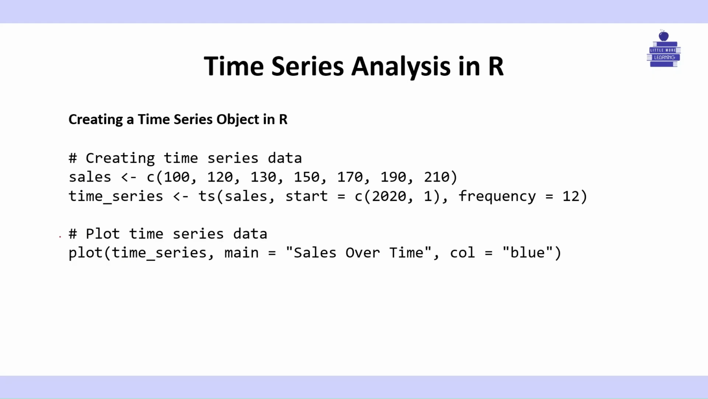Firstly, we are creating a dataset named sales, adding values to it. Then we are creating a variable named time series and using the function ts that creates a time series object. This is for the data. Start equals c(2020, 1) is for the start of the data set, that is where it should start, and this deals with the frequency. Finally, we can plot it using the plot function to visualize the trends over time.